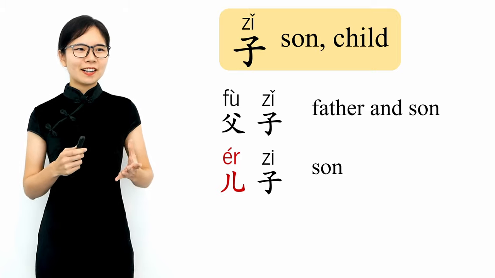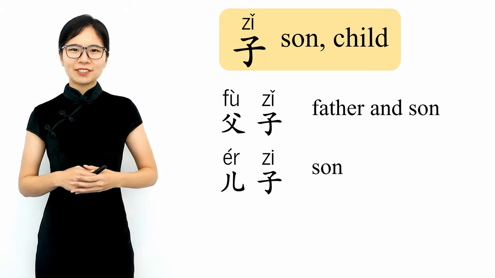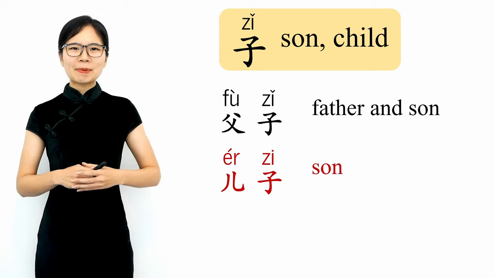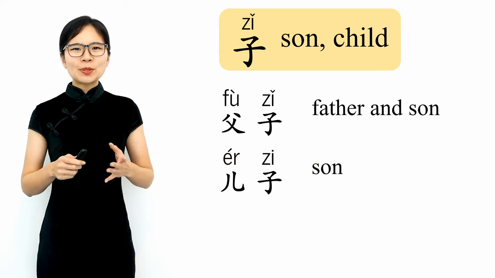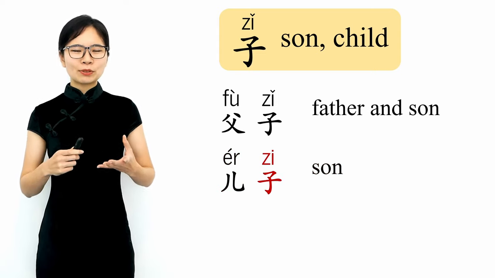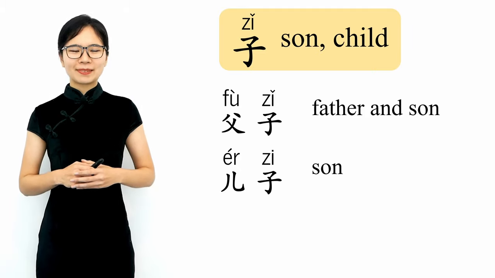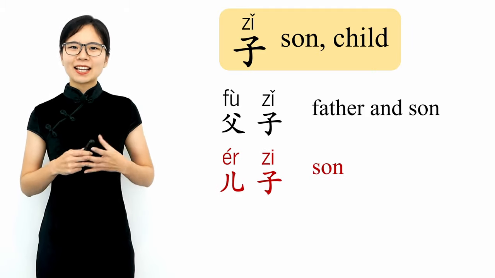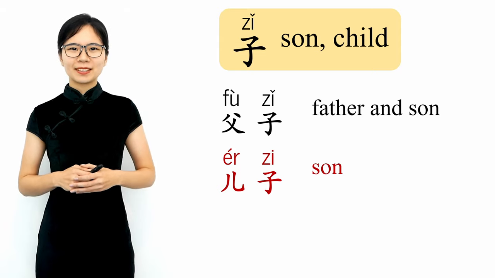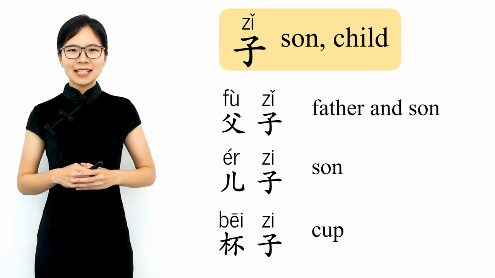Next is 儿子. The character 儿 also means son or child, and 儿子 together makes the word son. Note that in this word, 子 is pronounced with the neutral tone. 儿子, 儿子, son.